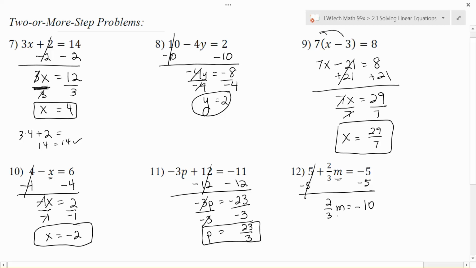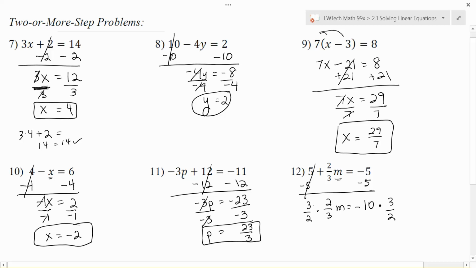Now, at this time, I want to get the m by itself, and it's being multiplied by 2/3. So what I can do is divide by 2/3 on both sides of the equation. I'd like to show you a little bit of something different you can do here that's sometimes a little bit cleaner and faster as you go through to solve problems. Remember that dividing by 2/3 is the same thing as multiplying by 3/2. So what I can do here instead is multiply by 3/2 on both sides of the equation.